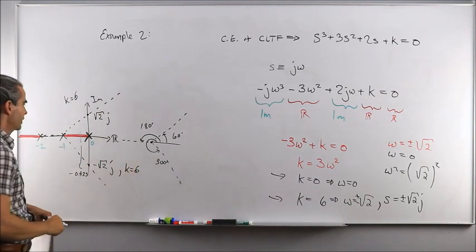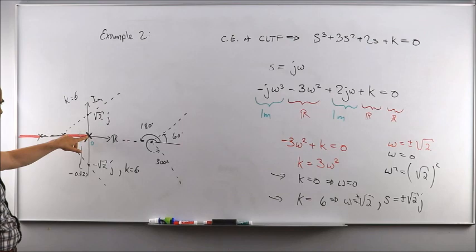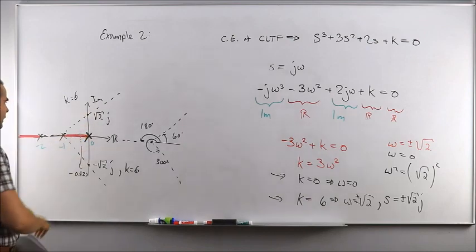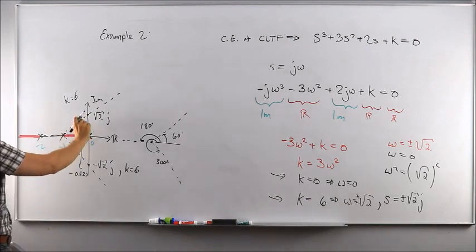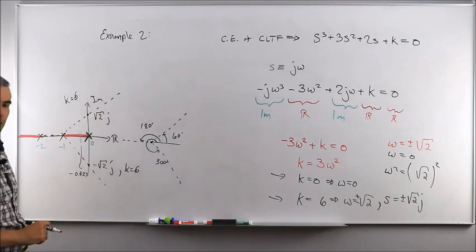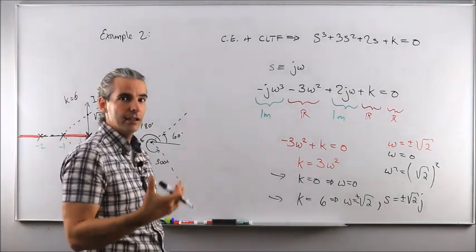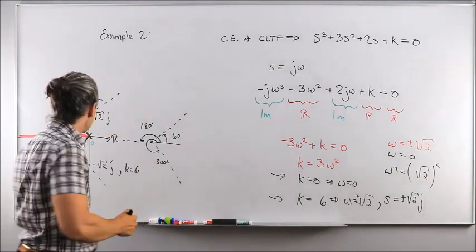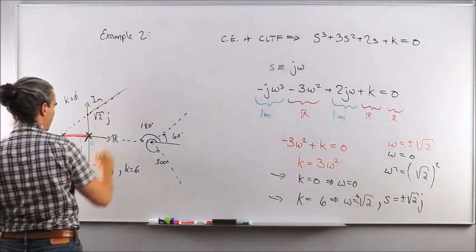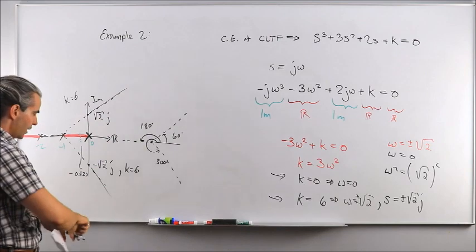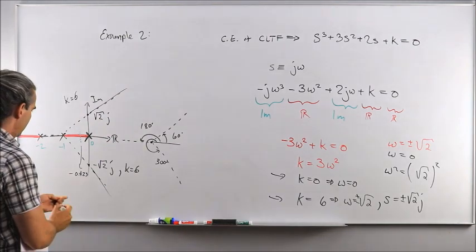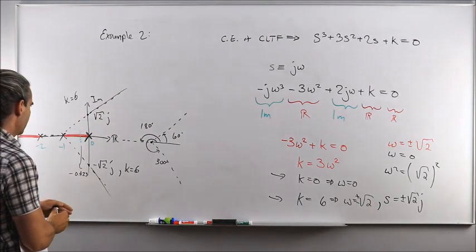So as you go from k equals 0 to k equals 6, you get two poles crossing the imaginary axis. So it won't be a good idea to keep increasing your gain beyond k equals 6, because your poles will be in the right-hand part of the complex plane. Okay?